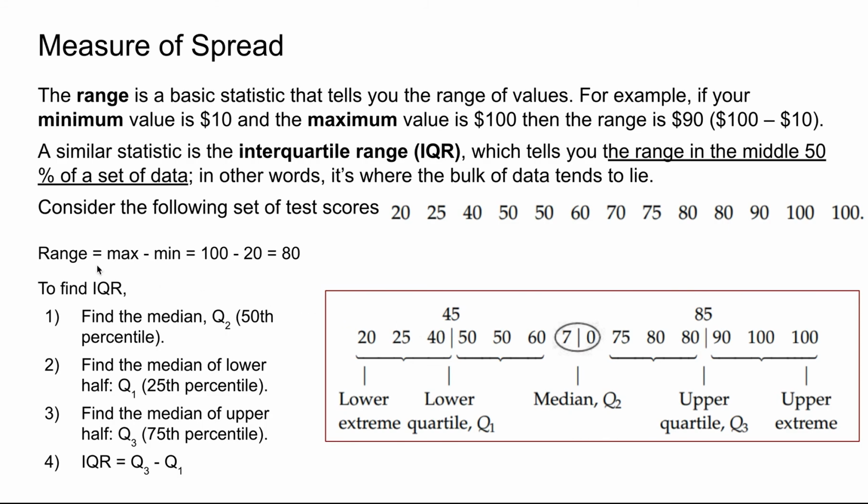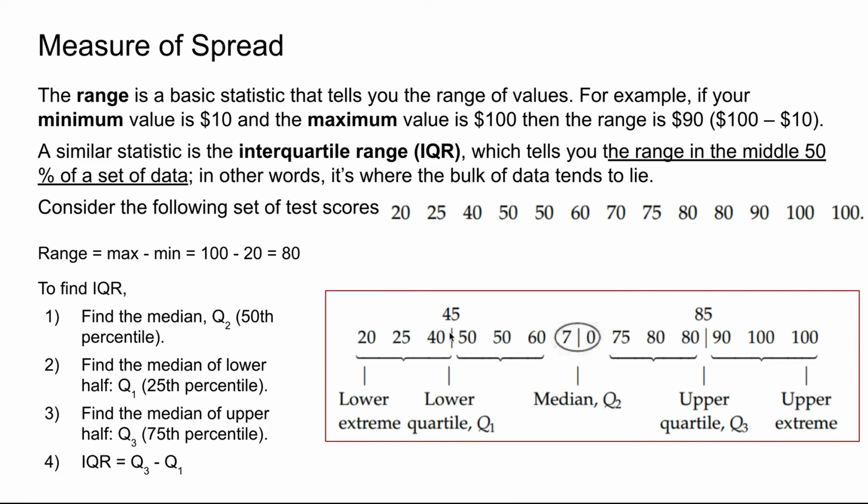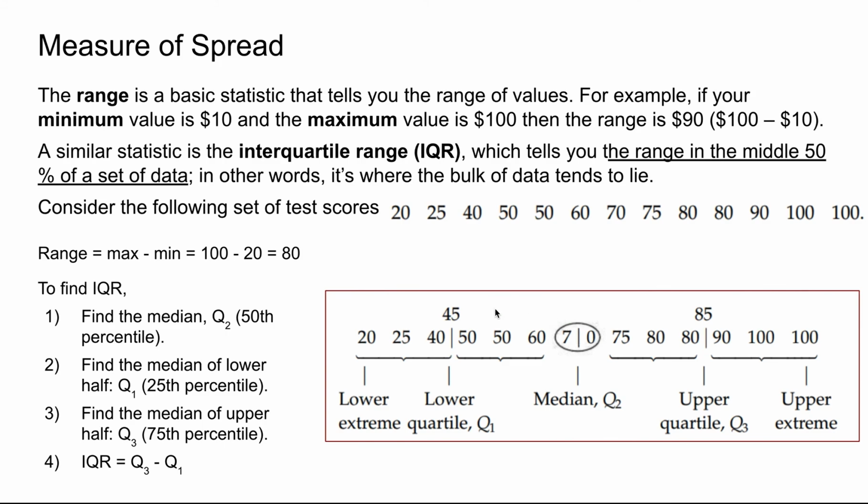Okay, so let's look at these prompts that I gave you. What is the range? Range is maximum minus minimum. Maximum value is 100, minimum value is 20. So the range is 100 minus 20, which is 80. To find the interquartile range, first find the median. Without knowing the median, you cannot find the 25%. So find 50% first, which is the median, Q2. Once you find it, you can find another median in the lower half.